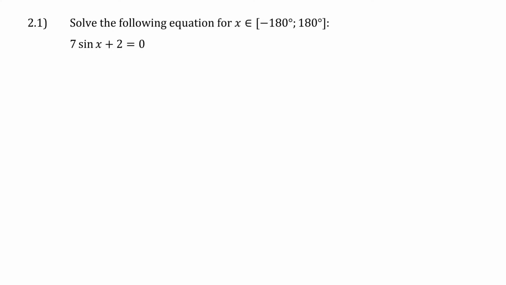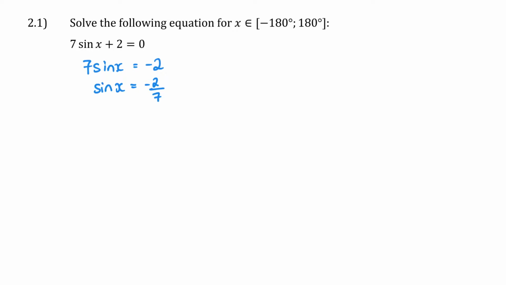The first question is a trig equation. I want to solve the equation for a specific interval. I want only values between negative 180 degrees and 180 degrees. So what I'll do first is I'll solve the trig equation giving a general solution, and then I'll use that general solution to find the specific solutions. So firstly, let's rearrange this equation. So I have 7 sine x, subtract 2 from both sides gives me negative 2. And then to isolate the sine x, I'm going to divide both sides by 7.